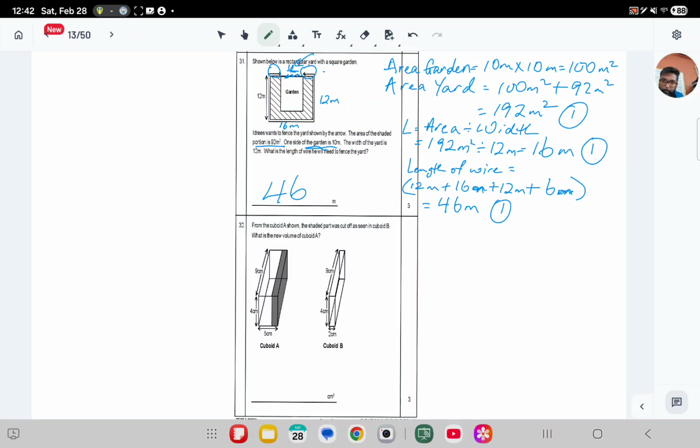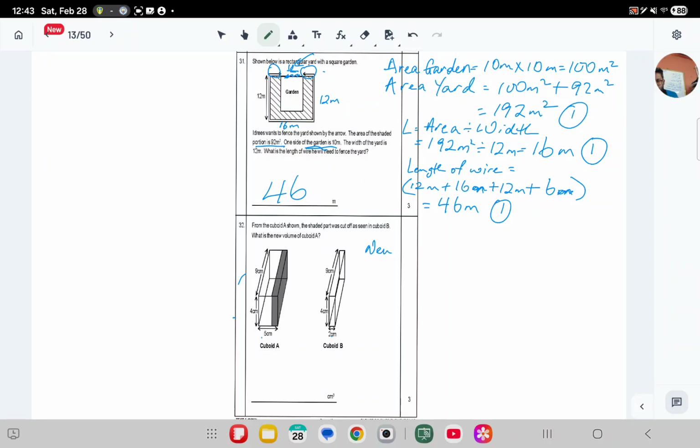Number 32, from the cuboid A, shown the shaded portion was cut off as seen in cuboid B. What is the new volume of cuboid B? So looking at this here now, the height remains the same, the length remains the same, it is only the width here that changed. So from 5 it went to 2.